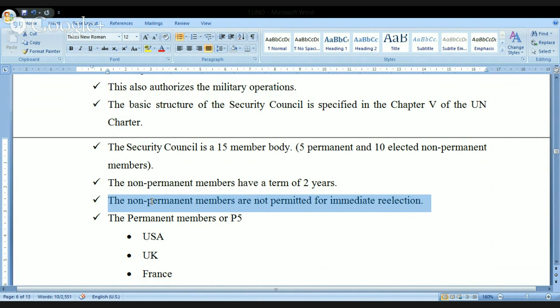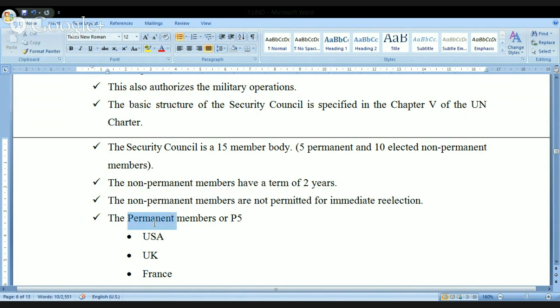non-permanent member by January 1st, 2013, it will continue as a non-permanent member up to December 31st, 2014, meaning they are completing 2 years. Again, from January 1st, 2015 onwards, a new member will come into the picture, and the already existing member is not permitted to continue as the member immediately. There should be a gap. Hope you are following this.